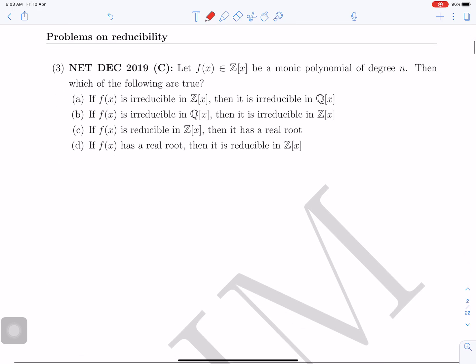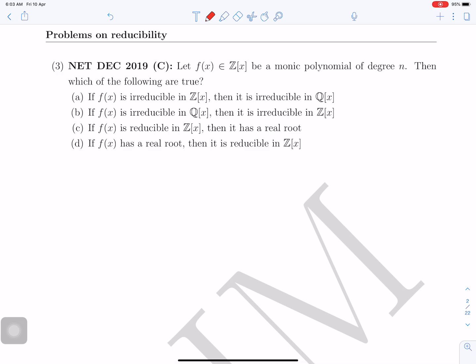Now problem number 3. The problem was asked in NET December 2019, part C, which is of 4.75 marks. The problem says: let f(x) belong to Z[x] be a monic polynomial of degree n. So here the word is monic polynomial of degree n. Then which of the following are true?